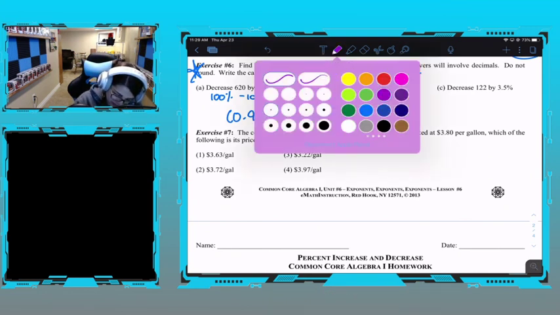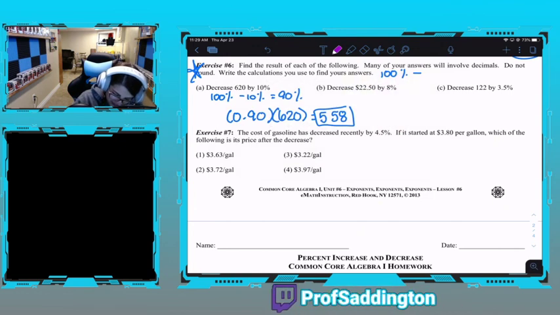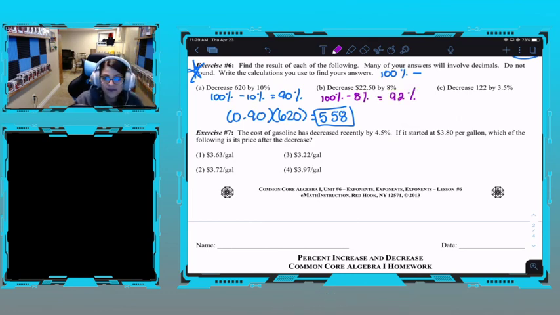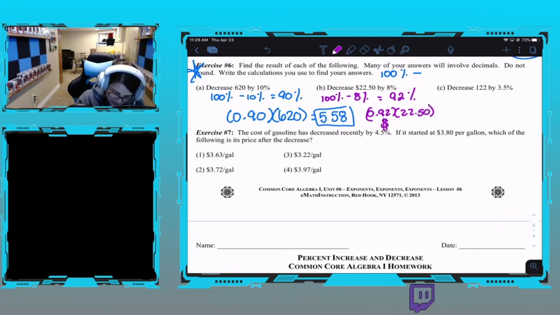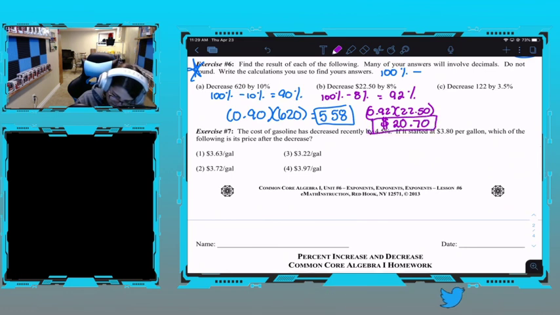Let me change colors here because I'm getting squishy. Decrease by 8%. So again, we will do 100% minus 8%. So we get 92%. We just move our decimal over twice. Times 2250. This one is cash money. So they did give us a nice little unit there. So we get $20.70. Okay.